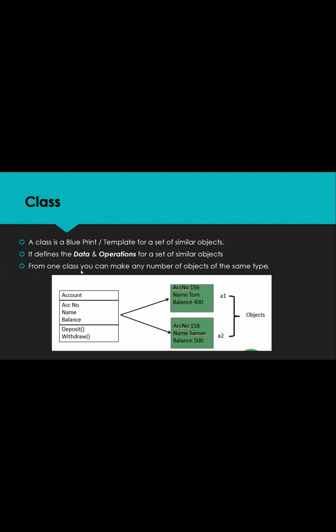A class is a blueprint, or else we can call it a template, for a set of similar objects. Got it? That means it is like a blueprint, or like a template. Every object comes under that template. A1, A2, look here. These are the objects belonging to this class called account. Look, there is access number 156, 158, 157, 159. Likewise there could be plenty more objects. Here this has been identified as A1, A2, A3, A4, A5. Likewise, there could be many more objects.